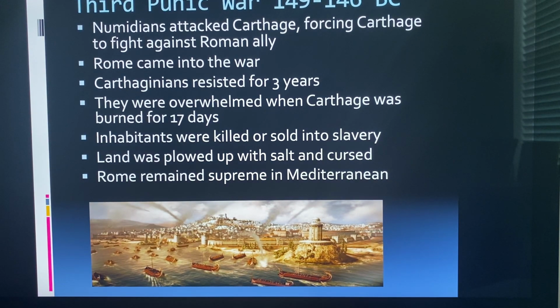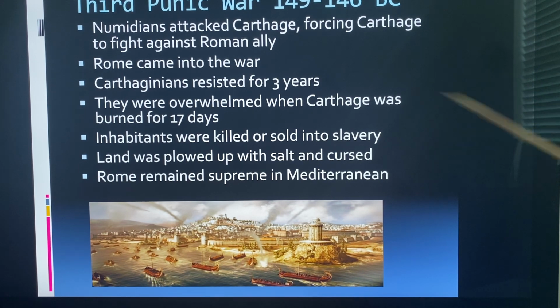The Third Punic War, 149 to 146 BC. The wars go on. The Numidians attacked Carthage and forced Carthage to fight against their Roman ally. So Numidians were an ally of Rome, but they ended up attacking Carthage, and they asked Rome to come in and help them attack Carthage. So Carthage is not only fighting against Rome, but is also fighting against the Numidians, which were their neighbor. So Rome came into the war then, and the Carthaginians resisted for 3 years.